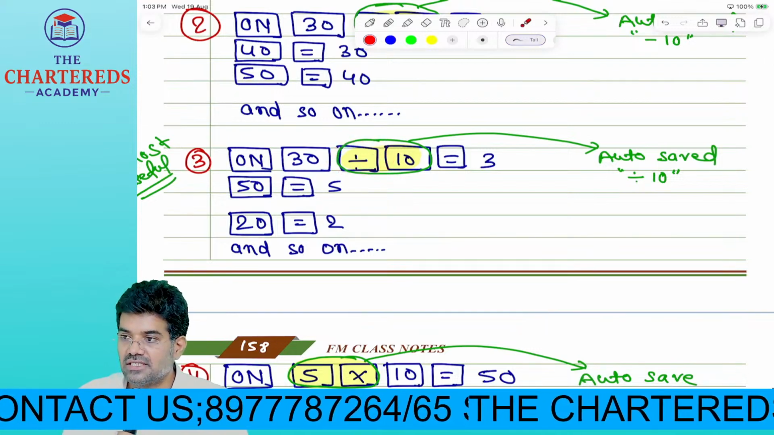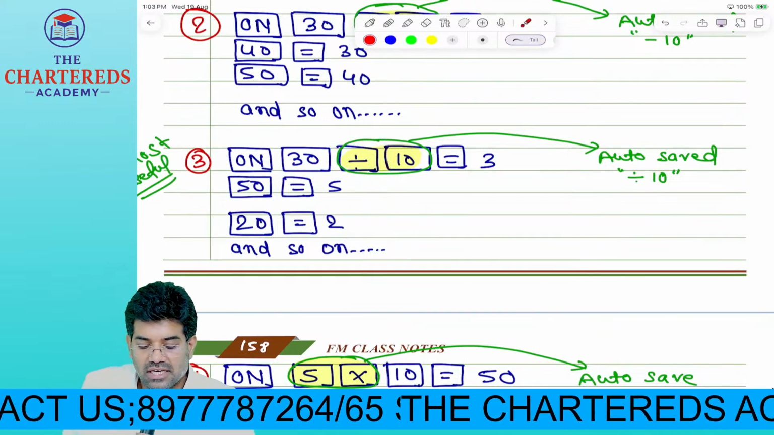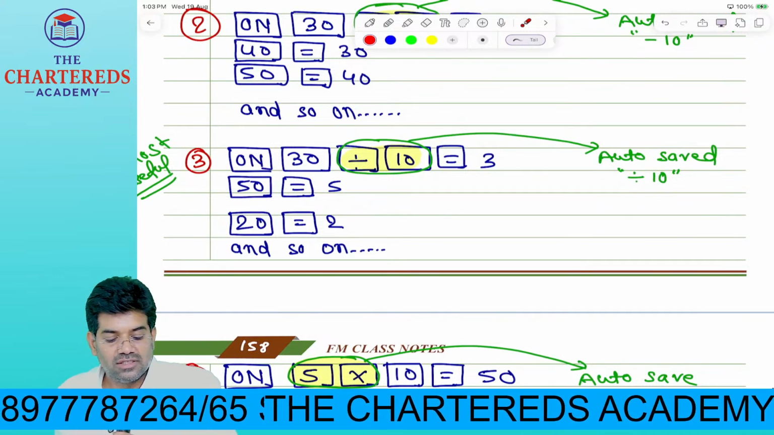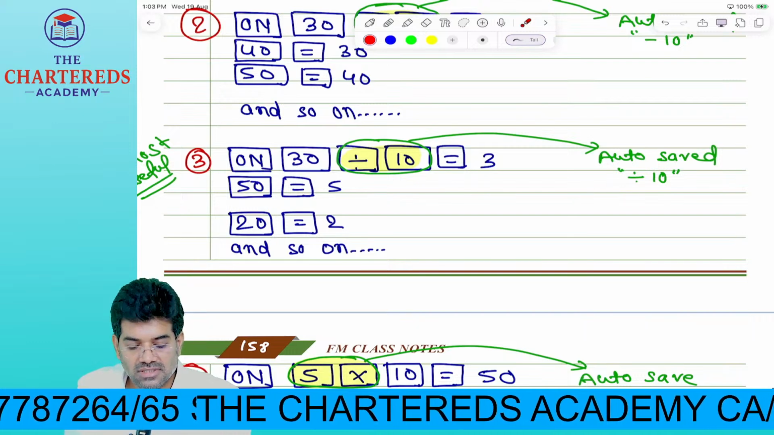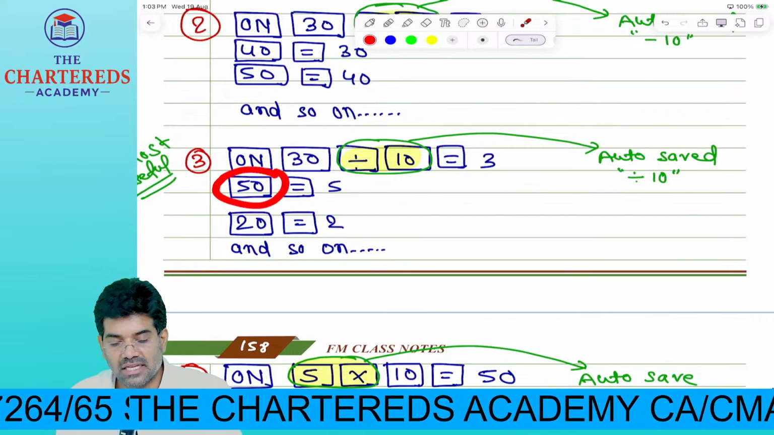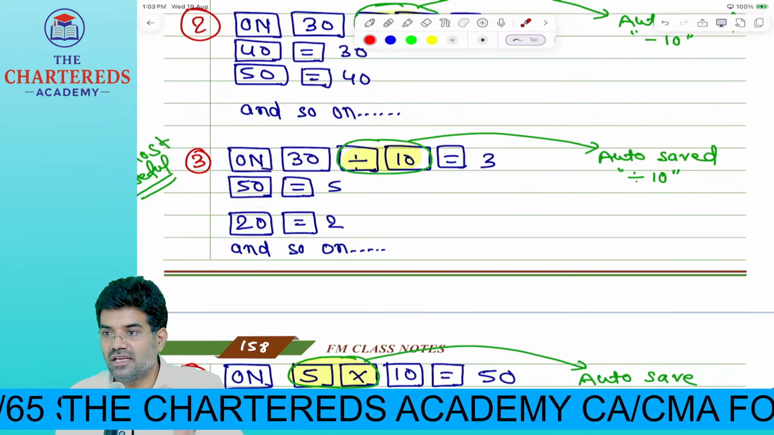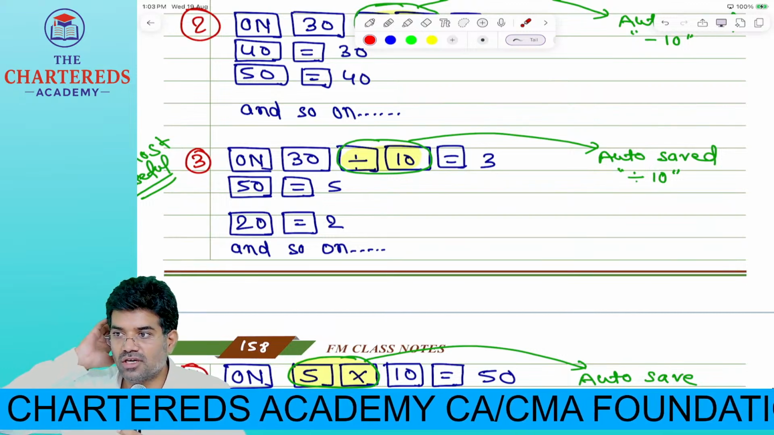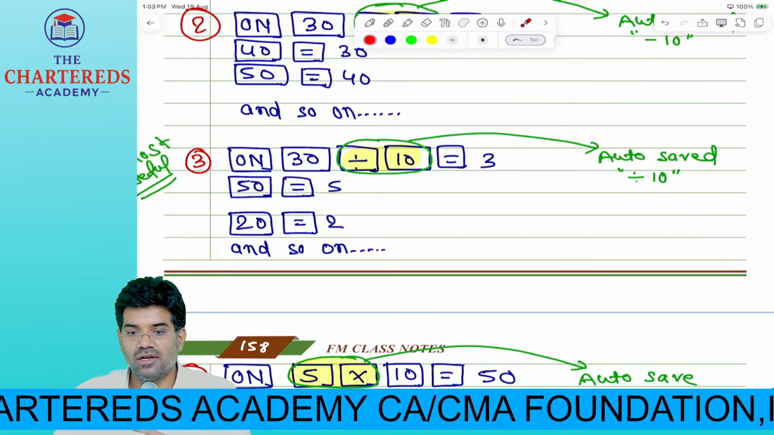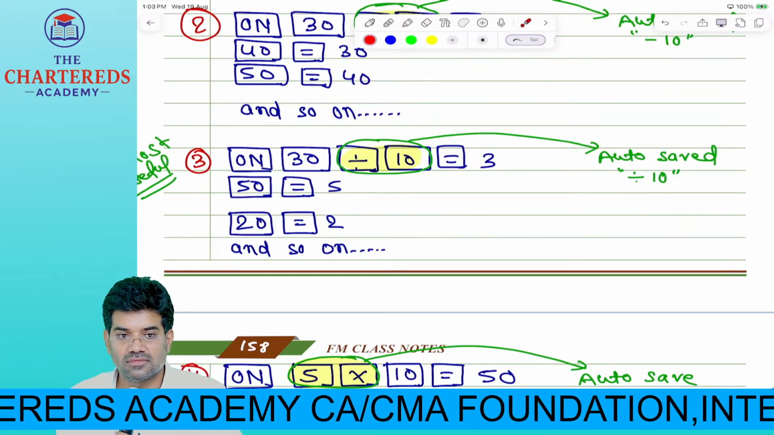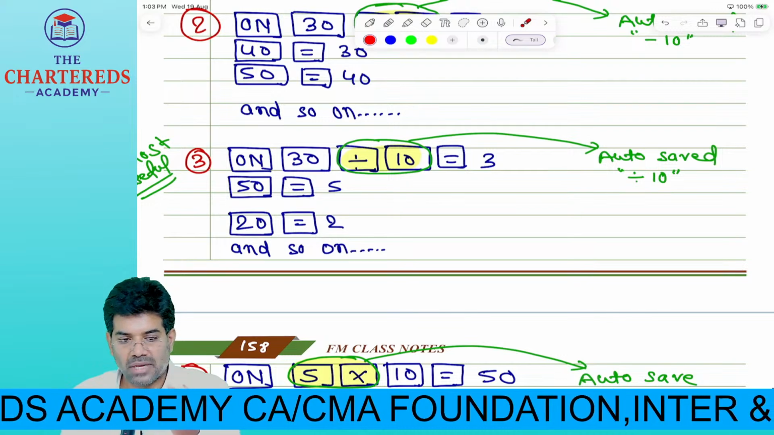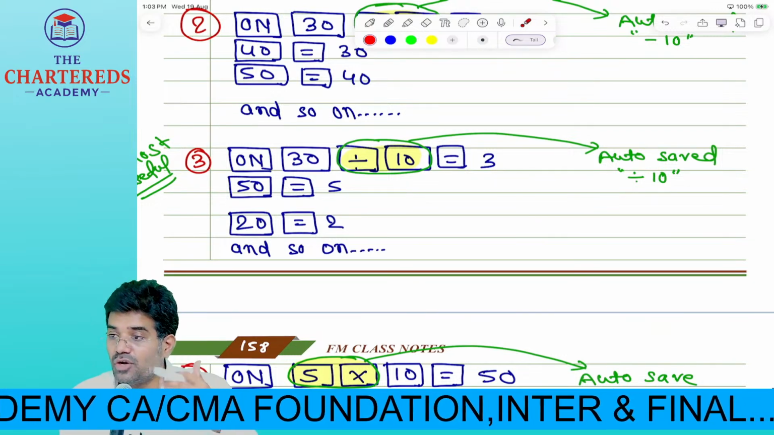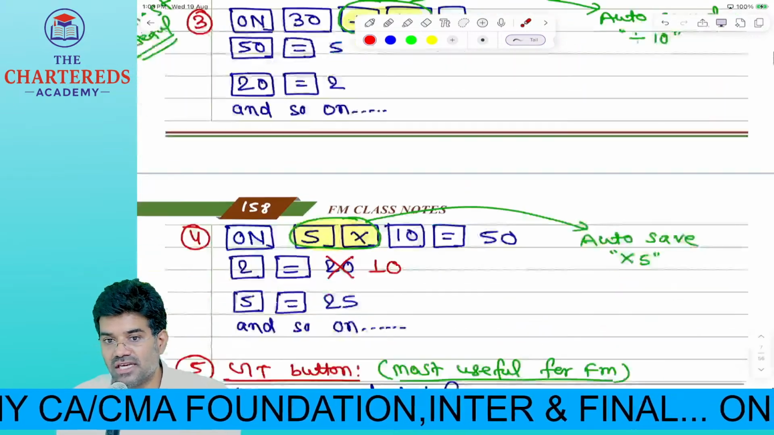The same we can use for division also. Check this. All clear? First 30 divided by 10. So divided by 10 is auto-saved now. Now you want 50 divided by 10 as the answer. Just press 50 equal to, how much did you get? 5. Press 20 equal to, are you getting 2? Plus, minus, division work this way, but multiplication is different.